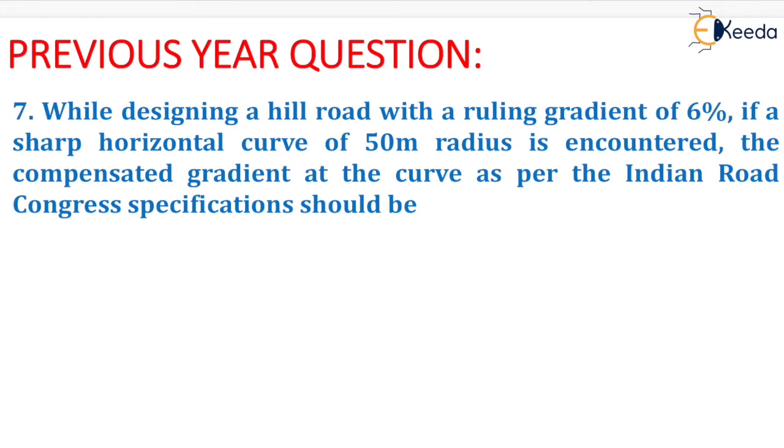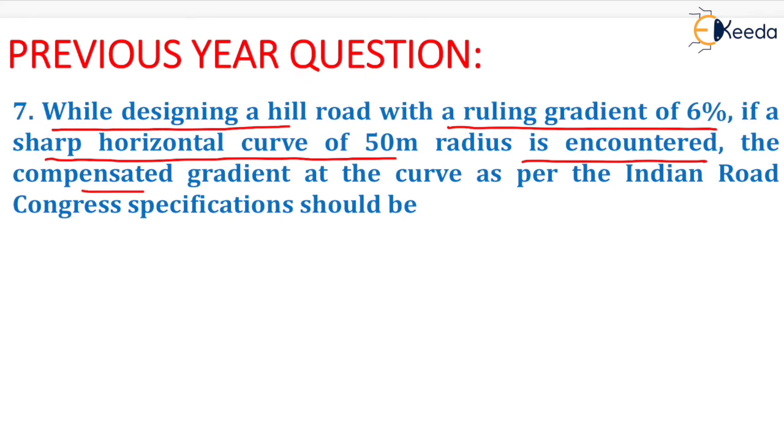The question is given as: while designing a hill road with a rolling gradient of 6%, if a sharp horizontal curve of 50-meter radius is encountered, the compensated gradient at the curve as per the Indian Roads Congress specification should be. Now we have to find the value of the compensated gradient here.